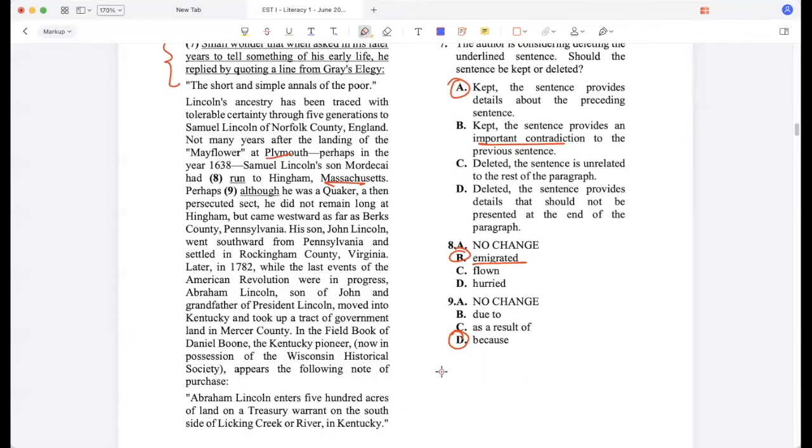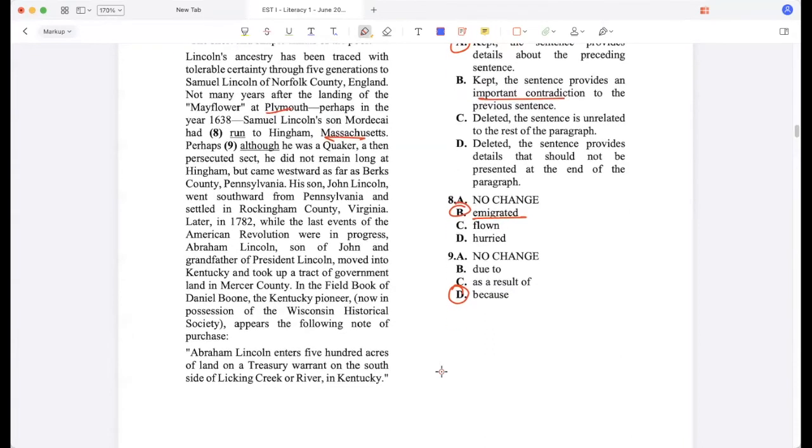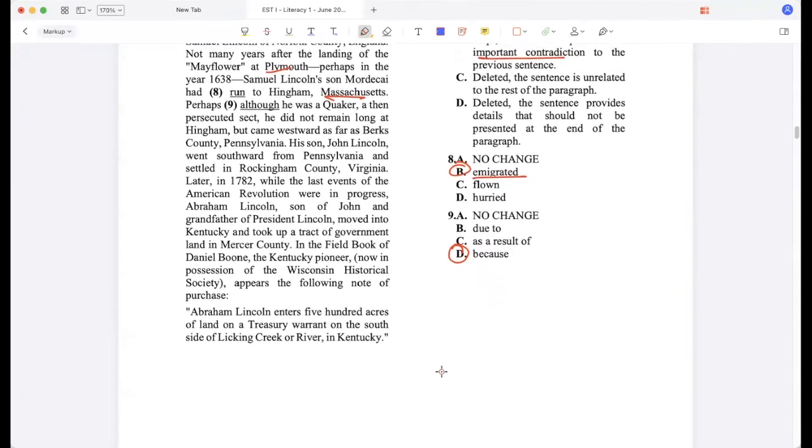His son, John Lincoln, went southward from Pennsylvania and settled in Rockingham County, Virginia. Later in 1782, while the last events of the American Revolution were in progress, Abraham Lincoln, son of John and grandfather of President Lincoln, moved into Kentucky and took up a tract of government land in Mercer County. Okay. Abraham Lincoln enters 500 acres of land.